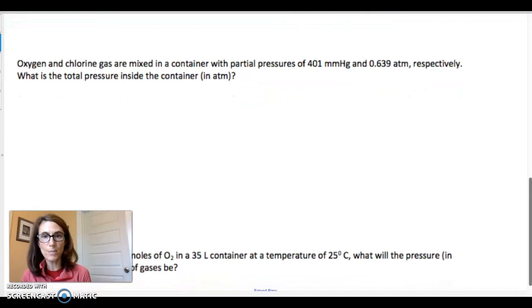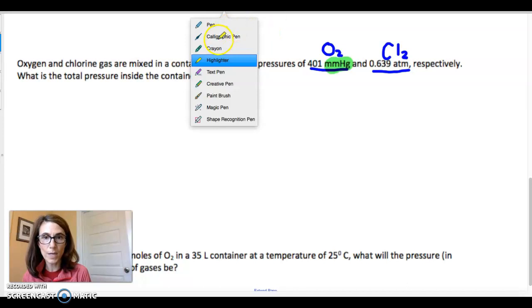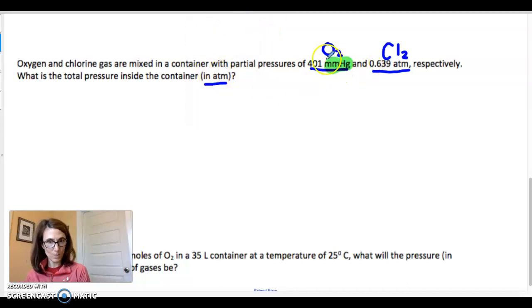Oxygen and chlorine gas are mixed in a container with partial pressures of 401 millimeters of mercury, that's our O2, and 0.639 atm, that's Cl2, respectively. What is the total pressure inside the container in atm? We need an answer in atm, but if you take a look at our units, you notice that our oxygen gas pressure is given to us in millimeters of mercury. So we have to use that relationship that we know between millimeters of mercury and atm.